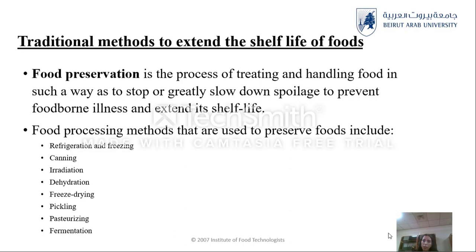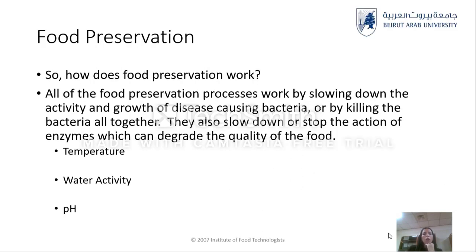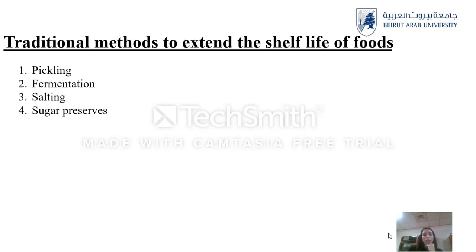So what are the methods that we use for extending the shelf life? Food preservation. Starting from the very traditional methods: drying, freeze drying, pickling, passing to pasteurization, fermentation, dehydration, irradiation, canning, refrigeration, and freezing. Food preservation is very important because when we preserve the food, we destroy the bacteria and this will extend the shelf life. So how does food preservation work? By increasing temperature, by reducing water activity, and by reducing pH. By manipulating these three factors, we can extend the shelf life of the food.